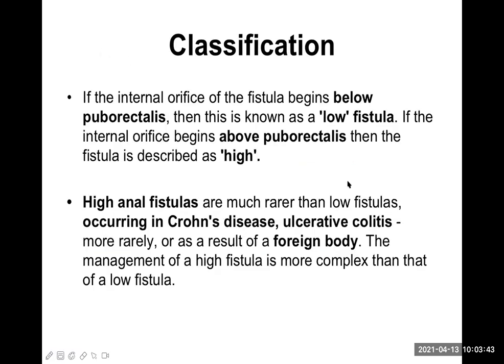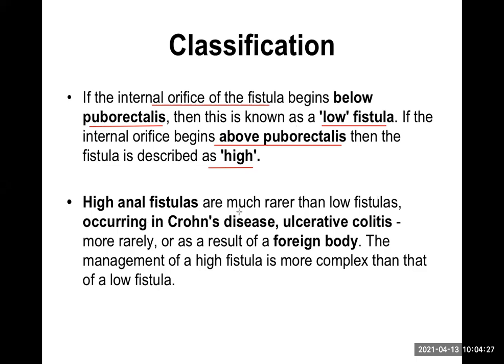Now let's classify perianal fistula or fistula in ano. If the internal orifice of the fistula begins below the puborectalis muscle, the sling of the puborectalis muscle, then this is known as low fistula. If the internal orifice begins above the puborectalis sling, then it is described as a high fistula. And high fistulas are more complicated. The treatment of high fistula is more difficult than low fistula.